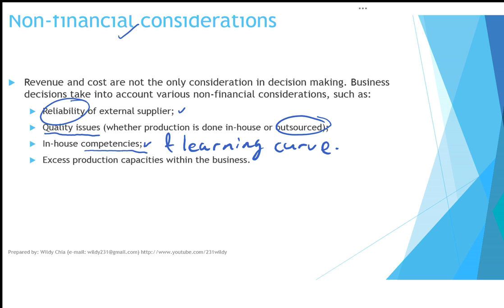Right, and finally, also quite important is whether there is excess production capacity. Right, only when there is excess production capacity can the business owner decide and consider if, let's say, the production can be done in-house. Right, otherwise, if there is no excess production capacity, then basically there's no choice except to outsource the production.